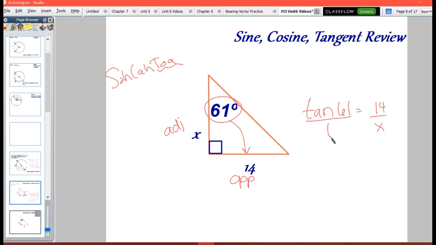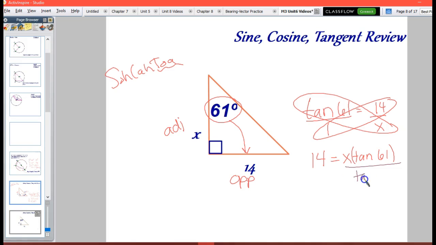Again, I make my problem look like cross multiplication. So I'm going to take 14 times 1, and that gives me 14, equals x times tan of 61. This one's a little different because you don't actually just get to multiply two things together and be done. You're going to have to do some division. To get my x alone, I'm going to have to divide by tan of 61. Still need to be in degree mode. So I would take 14 divided by tan of 61, and I'll find out what x is.